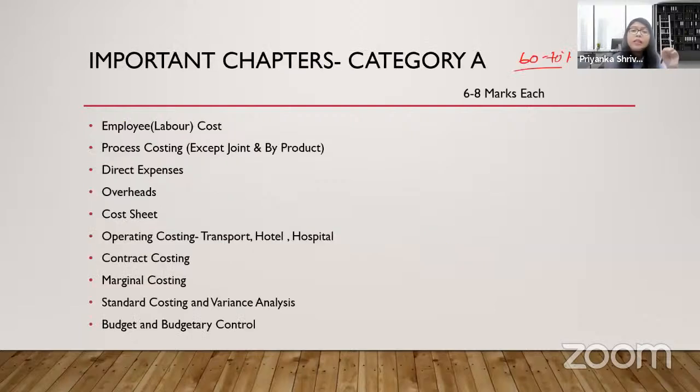Especially in the last day revision, or the second or third revision, you can give more priority to category A chapters, which include employee labor cost, process costing, direct expenses, overheads, cost sheet, operating costing, which includes particularly transport, hotel, and hospital, then contract costing, and I've already discussed marginal costing, standard costing, and variance analysis, budget and budgetary control. So these are your category A chapters.